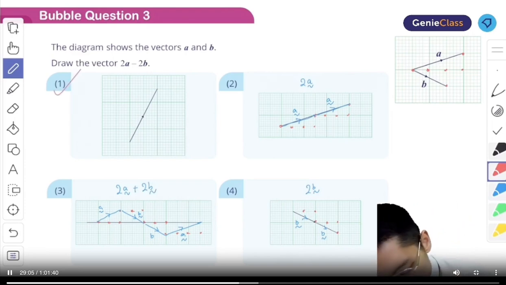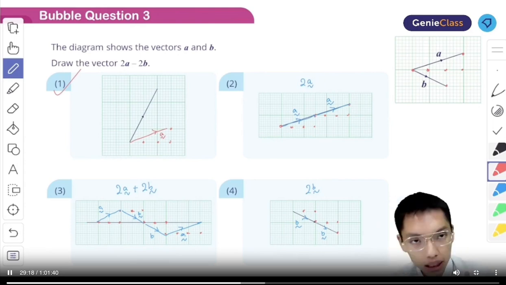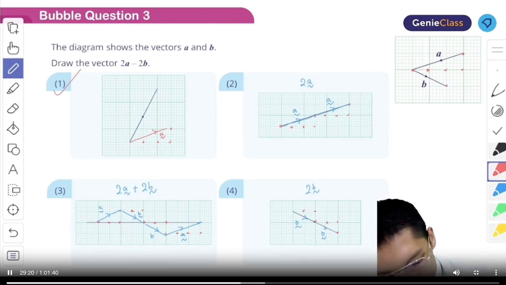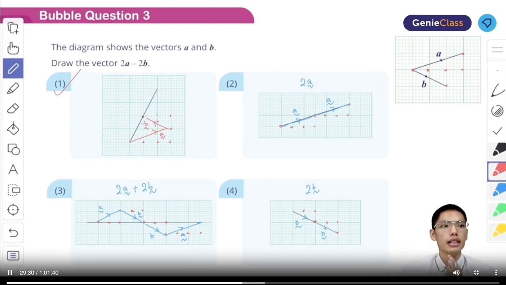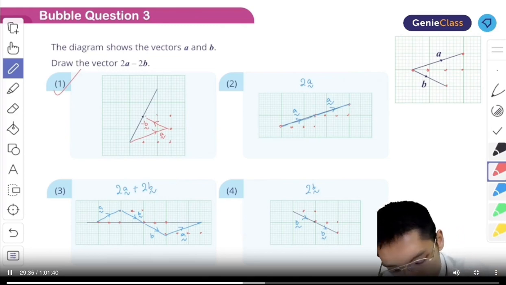It's a bit hard to see. If we start here, 1, 2, 3, and 1, this is my A. And then from there, if I have to draw B, take note, I want minus B. So minus B is actually 1 up, 2 left. Again, this vector is a bit hard to draw, so we visualize from here. 1 up, 2 left, minus B.